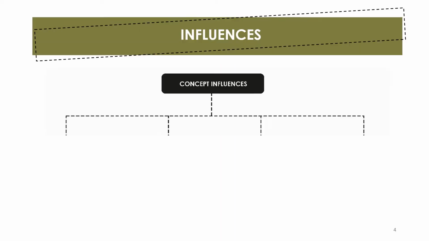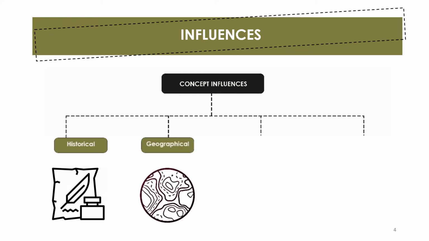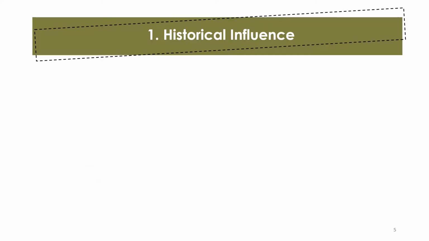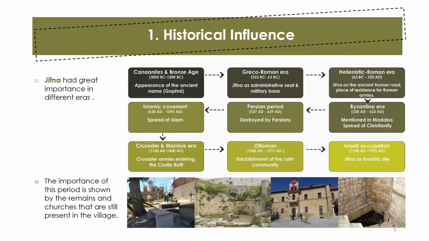The research started by looking for different influences that will help in forming the concept, and there were four main influences: historical, geographical, spiritual, and incidental. A project begins with understanding the story of the building through studying its history, context, culture, and neighborhood.